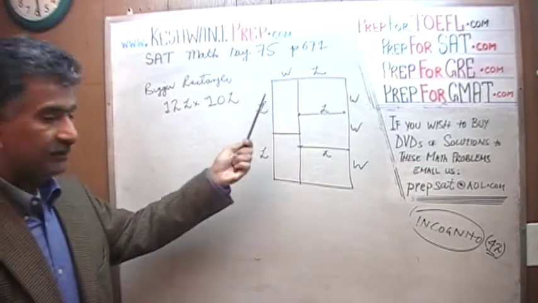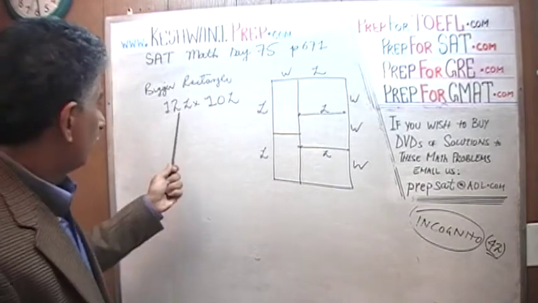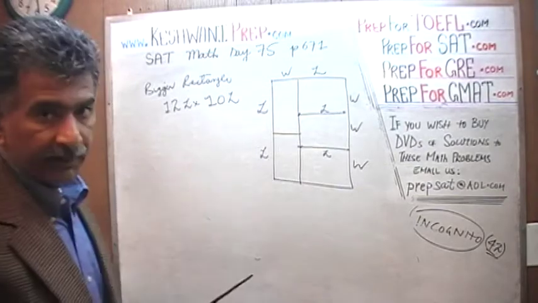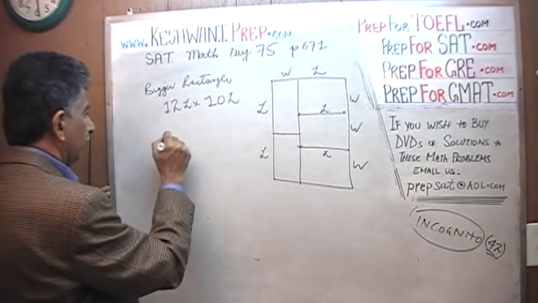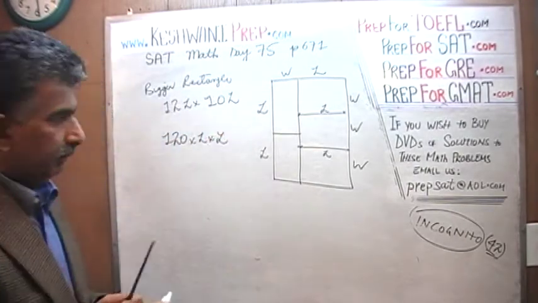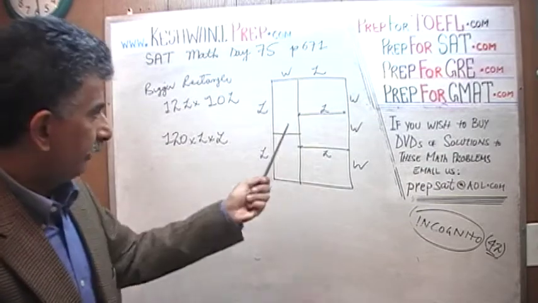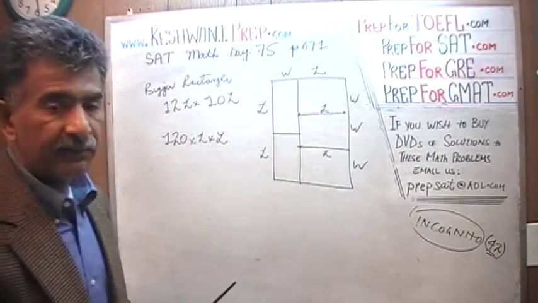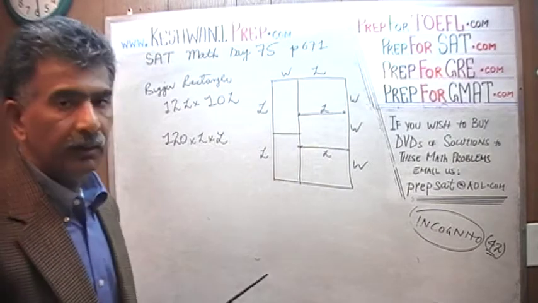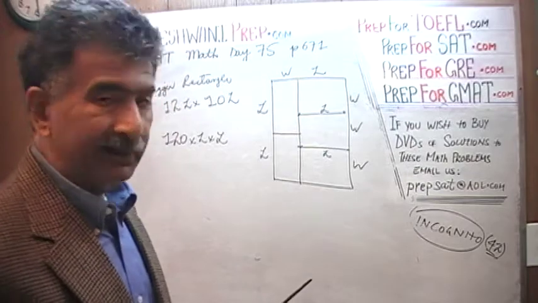So L obviously is some number of units, and the bigger rectangle that we want to cover is 12L times 10L. 12L times 10L is 120 L times L. This is what we want to cover. From here we can establish a relationship between the length and the width, the L and the W.